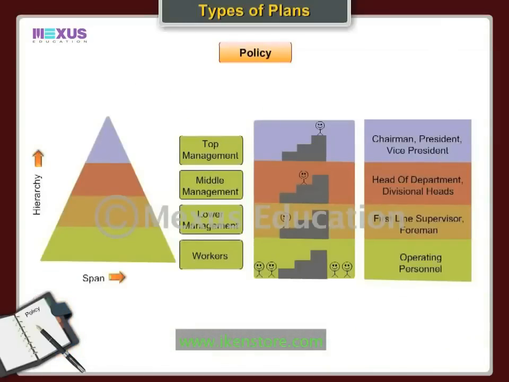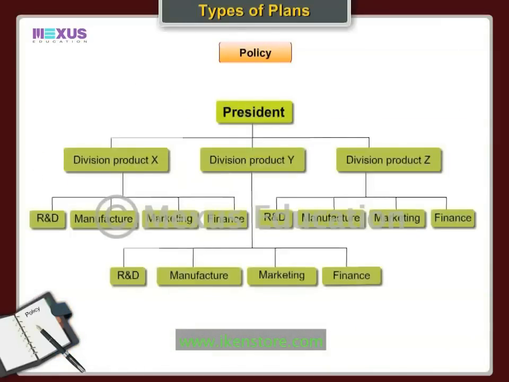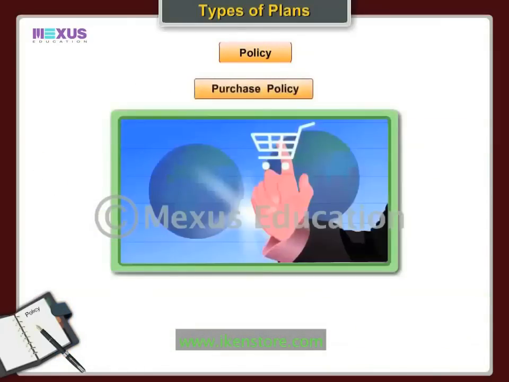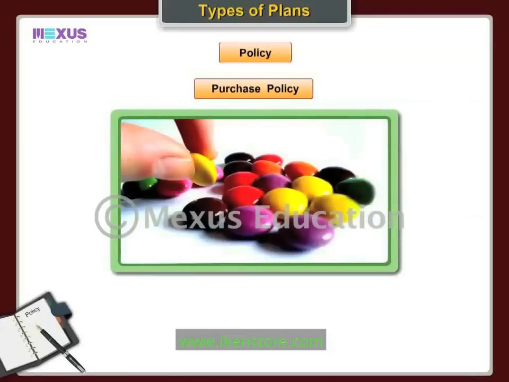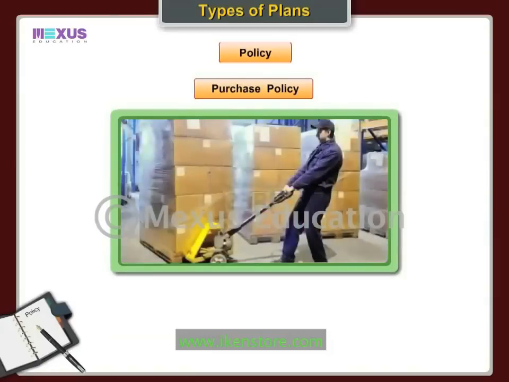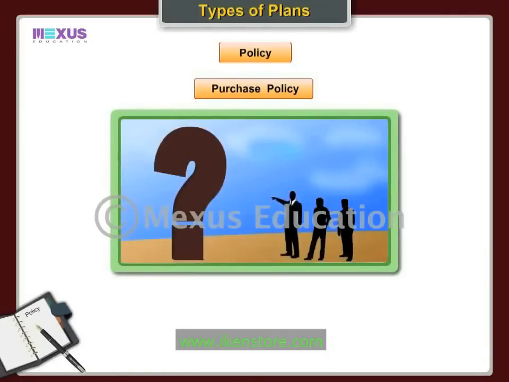There are policies for all levels and departments in an organization. For example, purchase policy of an organization helps a manager to take manufacturing or buying decisions. This policy would address questions such as: how should vendors be selected for procuring supplies? How many suppliers should a company make purchases from? To name a few.